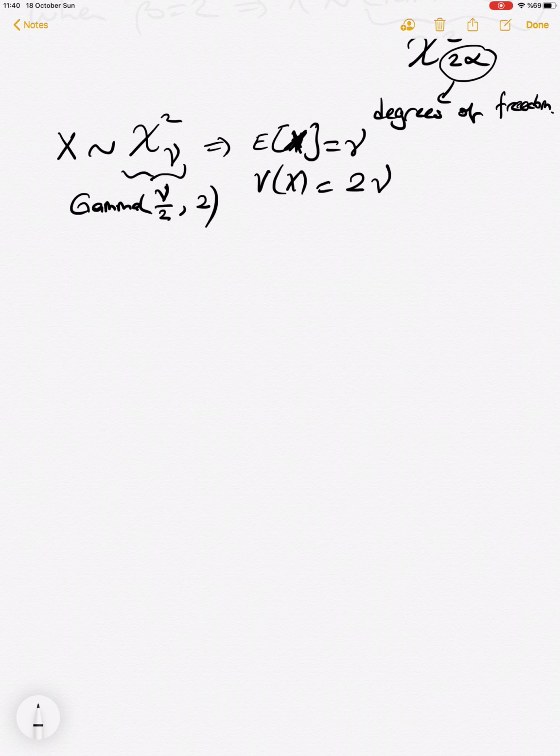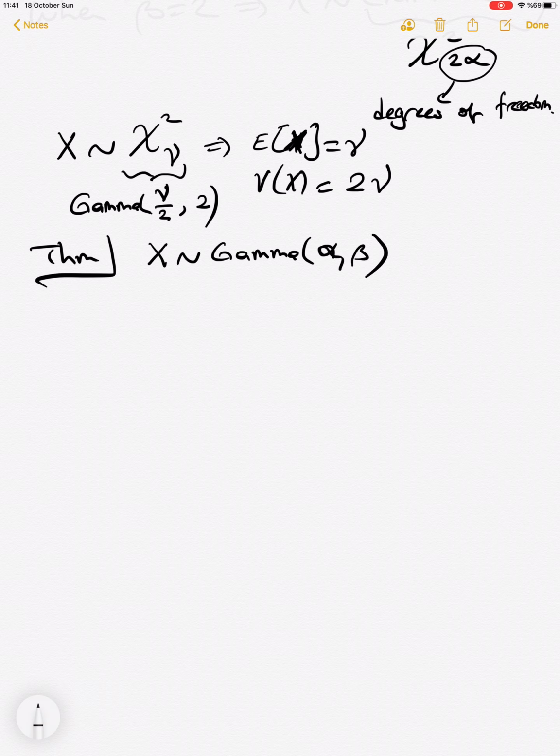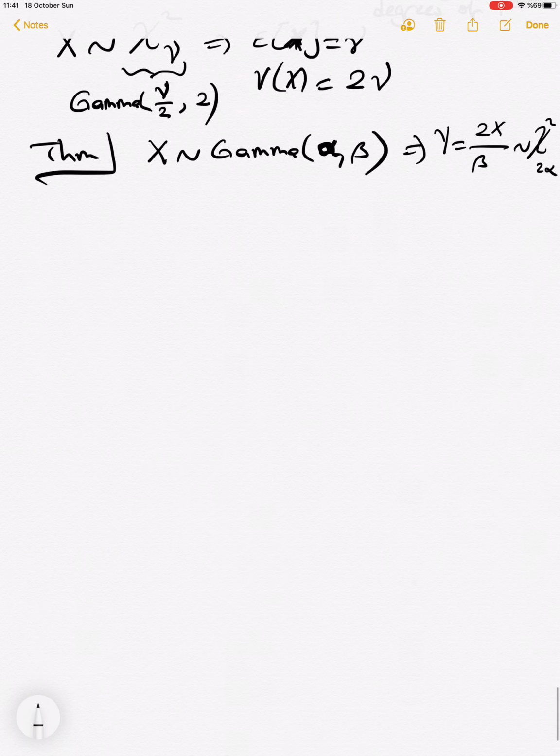So it has certain properties. Let me give them as theorems, then we can also prove them. Theorems related to chi-square distribution. When X is gamma distributed with parameters alpha and beta, then let's show that Y equals X over beta is distributed as chi-square with 2 alpha degrees of freedom. Usually we use this information from memory, but you can prove this.